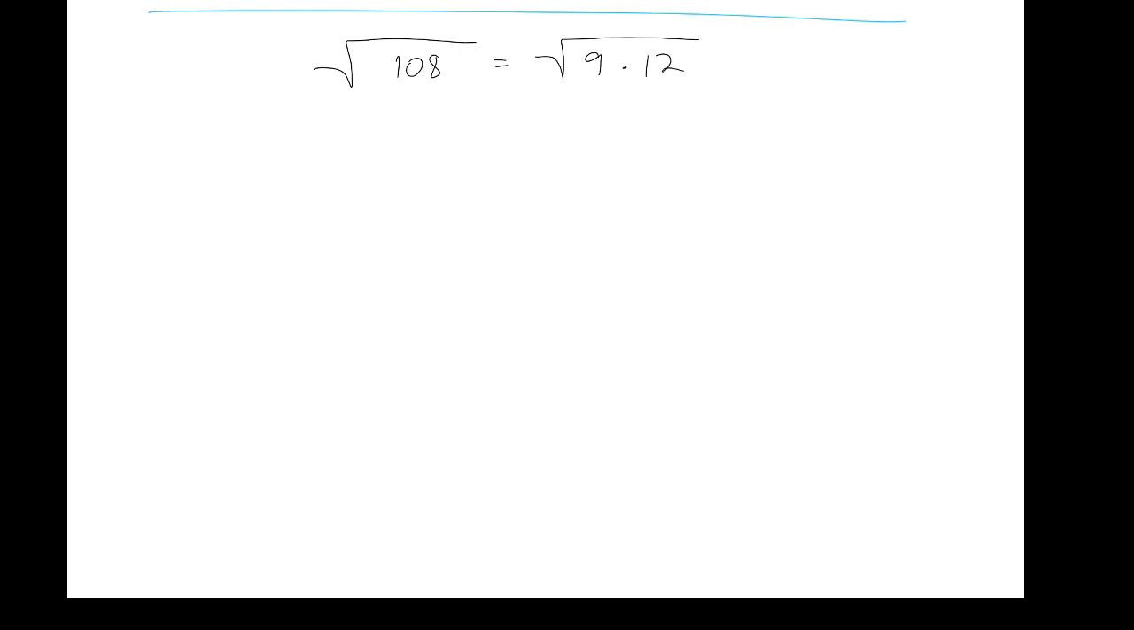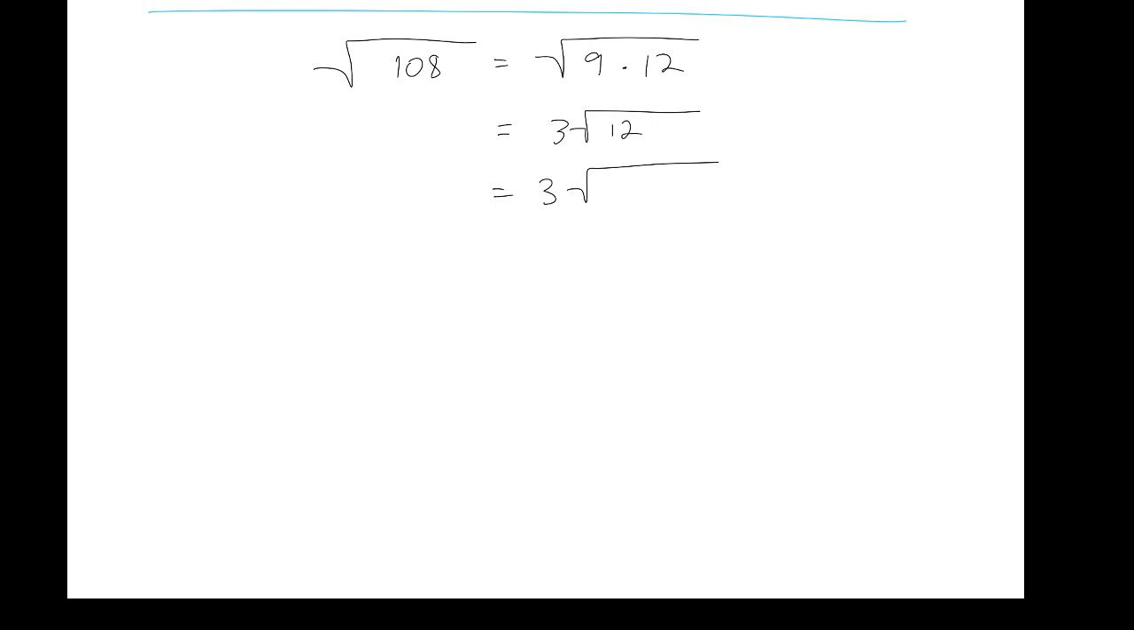9 times 11 is 99. And now watch this. What's 9 times 12? Well, this is the square root of 9 times the square root of 12, which means the 3, which is the square root of 9, can come out, but 12 is stuck inside. However, this is not simplified. The reason why is because we didn't take the biggest square number inside of 108.